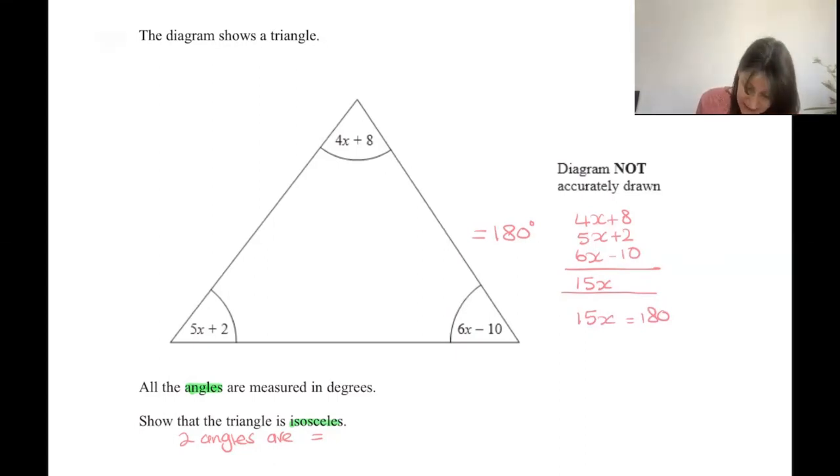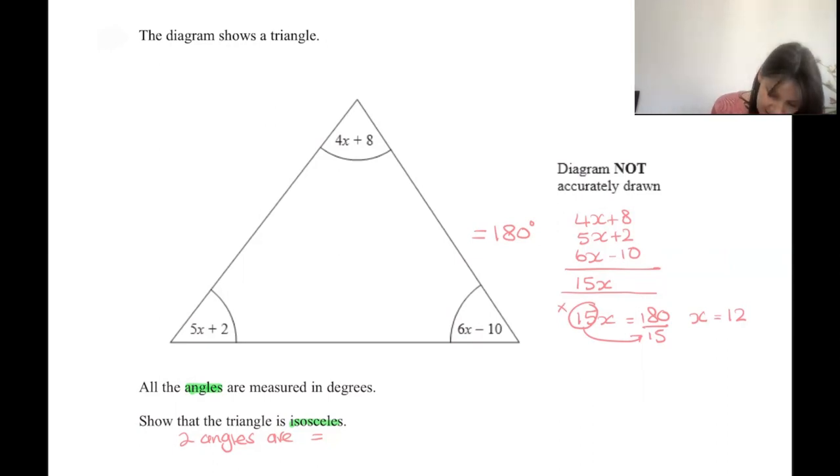If I want to know what x equals, I get it on its own. So my times by 15 lands as divide by 15, and I work out that x is equal to 12. Remember, you've got your calculator to be putting all these values in. What that now means is that I can start working out all of these angle sizes.